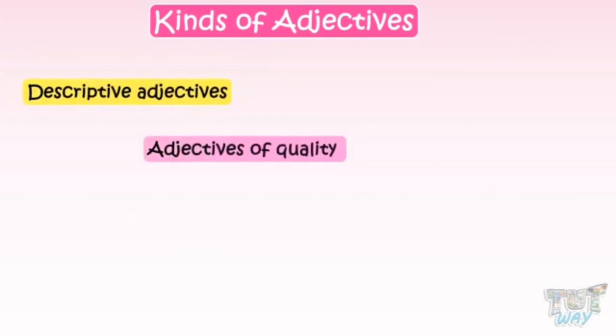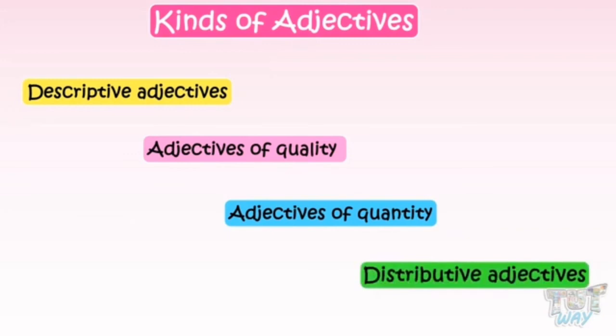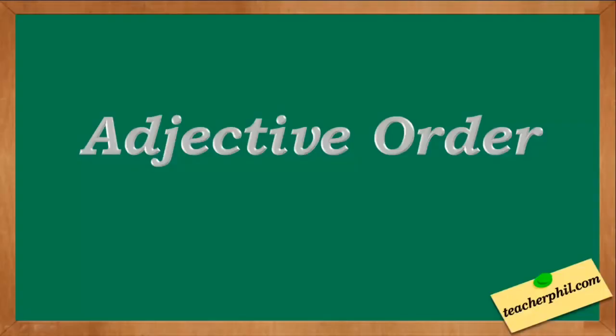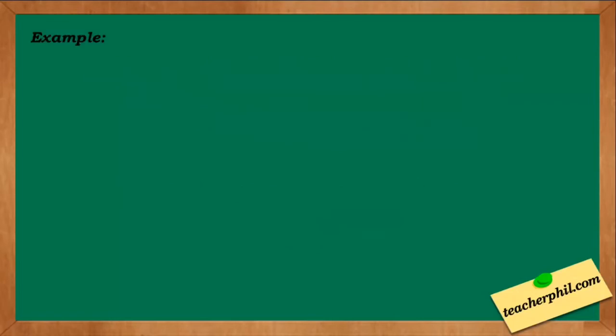We have talked about descriptive adjective, adjective of quality, adjectives of quantity, distributive adjective, interrogative adjective, and so on. Now let's look at the order of adjectives. Of course, when adjectives come in sentences, there is a sequence they must follow. And it is important that you follow this sequence. In English, we sometimes use more than one adjective to describe a noun. We cannot just put them wherever we want. We need to remember that there is a proper way of putting them in the sentence.